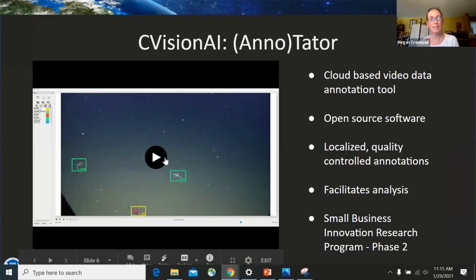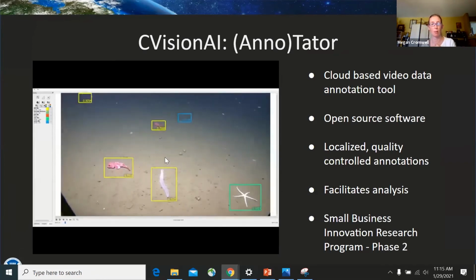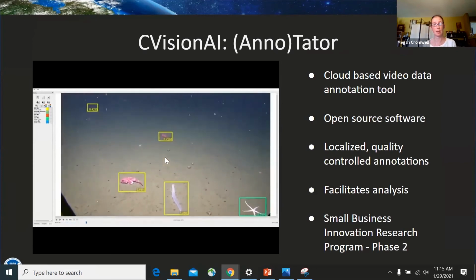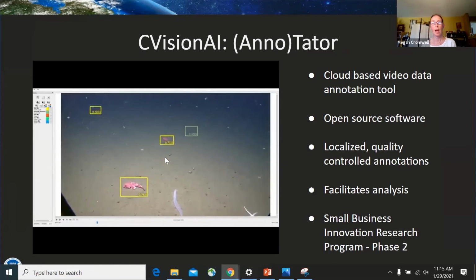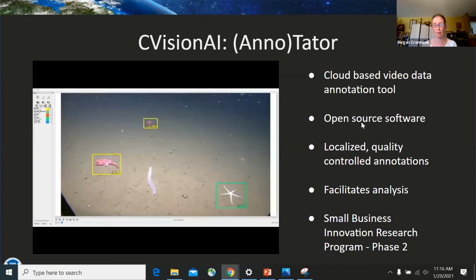CVision AI is a small business that's been funded through the SBIR NOAA program, and they built a cloud-based video annotation tool. They've pulled in some of the OER data, and it's open source software too, so anybody can use it. It gave us the opportunity to go in and localize these annotations. It also facilitates analysis, and you can export. It's a really interesting tool. They just were awarded a phase 2. So we can figure out how to do the localizations, but then how do we go from here?